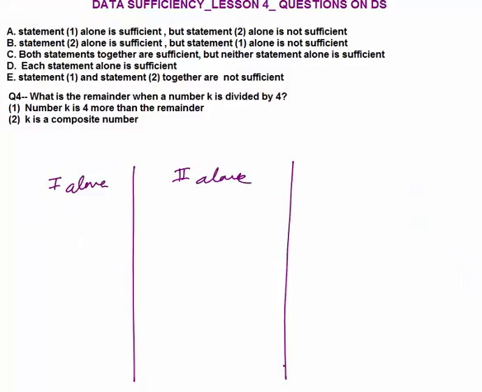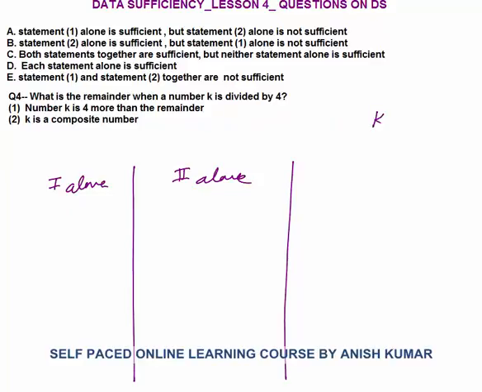Question 4, you should pause the video and try to solve it yourself. What is the remainder when a number k is divided by 4? First we will take statement 1 alone. k is divided by 4. This is the question. We need to calculate the remainder.